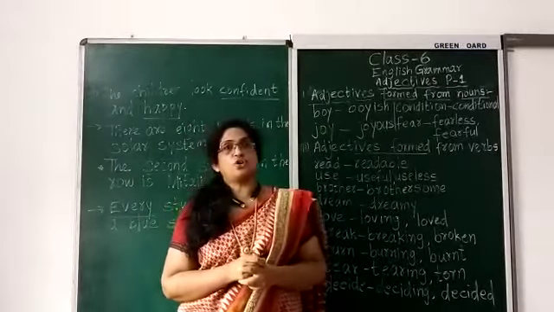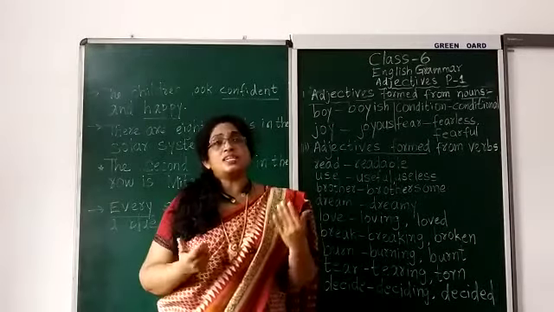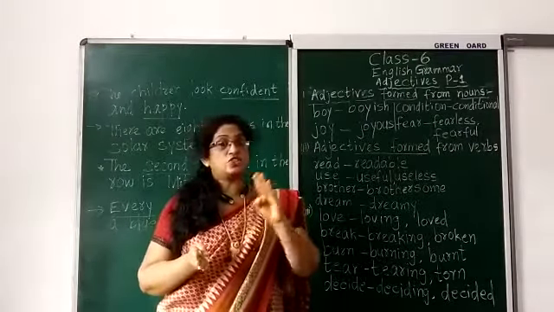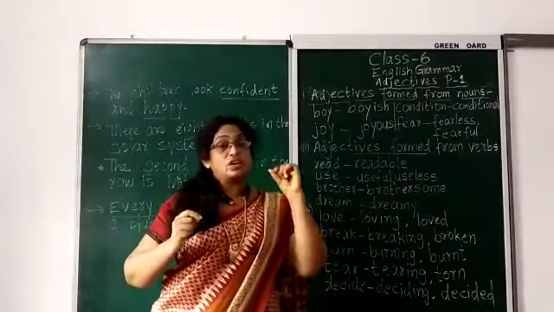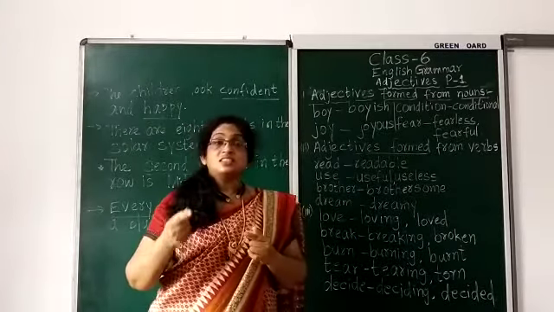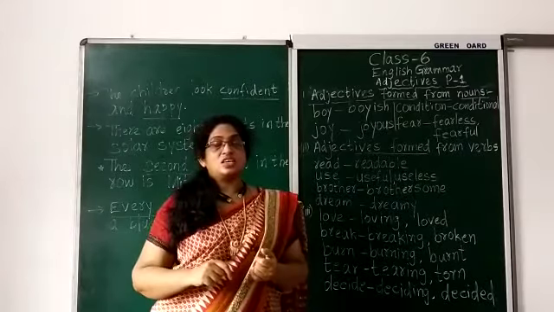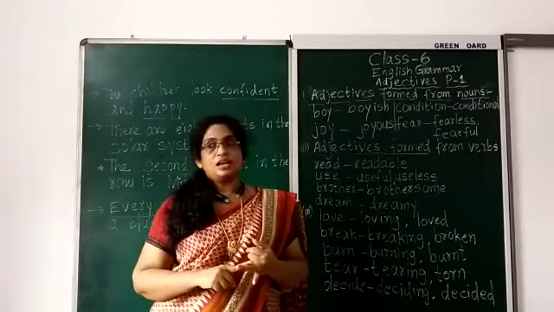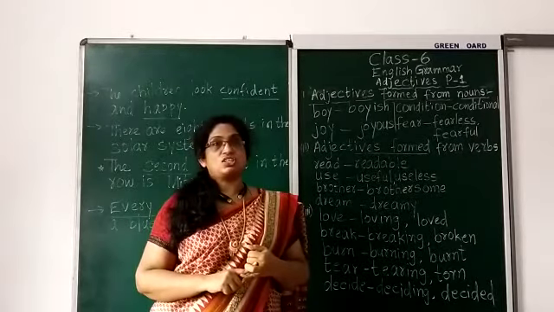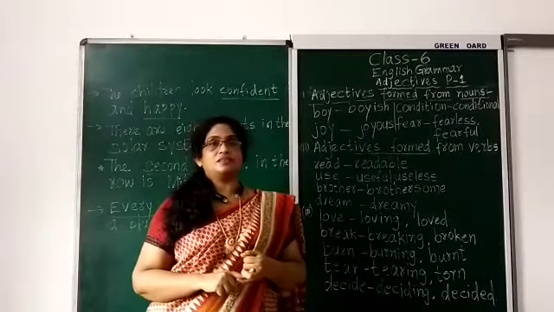Next, formation of adjectives. We can form adjectives from nouns and verbs. Kisme se adjectives bana sakte? Nouns and verbs mein se adjectives bana sakte. Kaise? By adding suffixes such as able, al, ive, some, ful, less, y, ious, ish, ous, and ic. Okay.